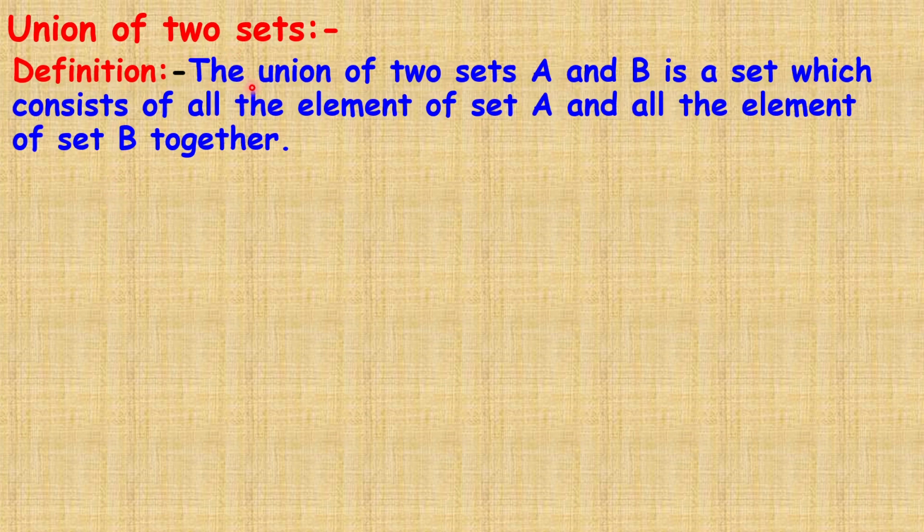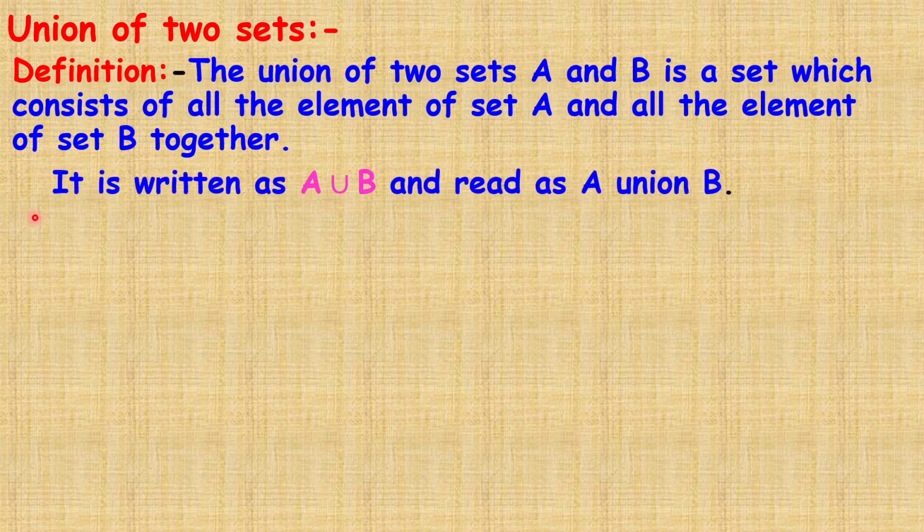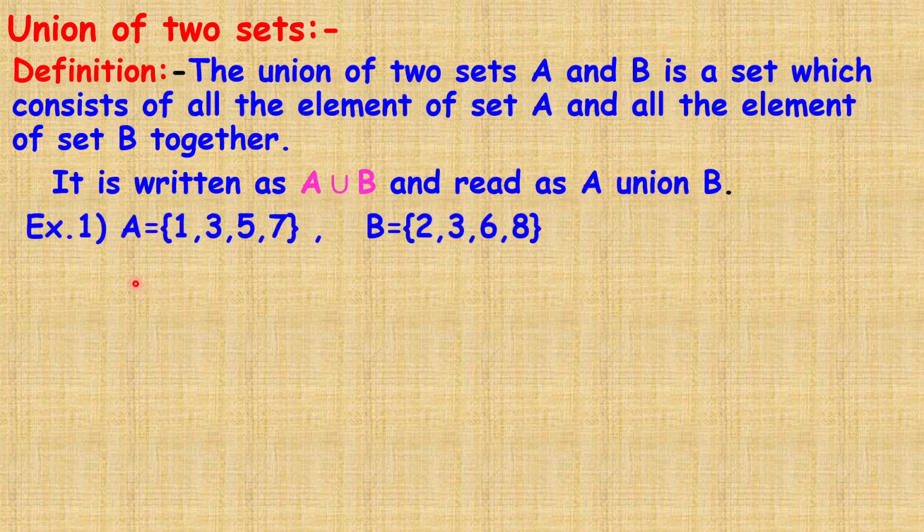Union of two sets. Definition: the union of two sets A and B is the set which consists of all the elements of set A and all the elements of set B together. It is written as A ∪ B and read as A union B.